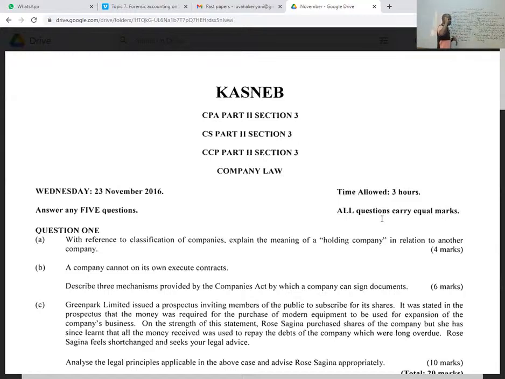So a company can acquire ownership in another company. Since we say that a company is a person, just like you, the same way you can acquire shares in a company, a company can also acquire shares in another company. It can own properties. That is one of the characteristics of a company. It can acquire ownership in another company because it is viewed as being a person under the law. So that's what we mean by a holding company.